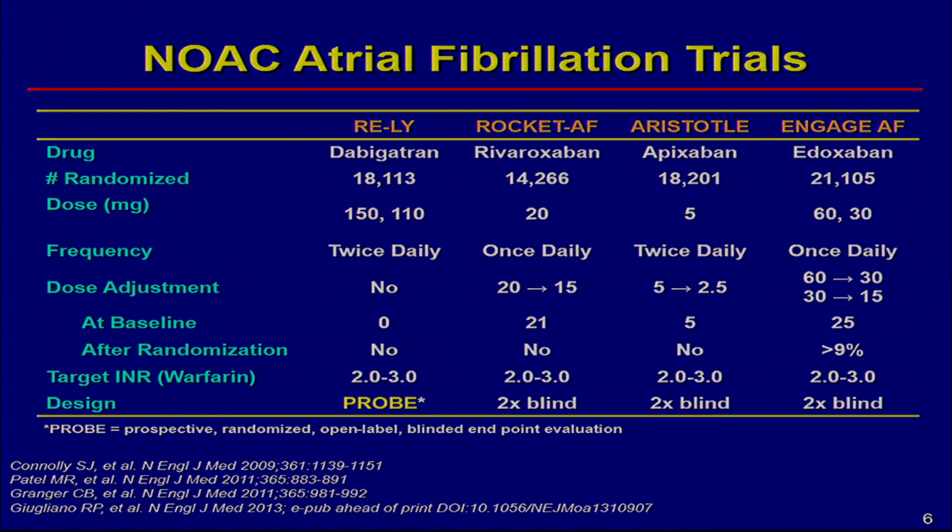And one example is the RELY study, which used a PROBE method for assessing outcomes. So actually in that study, people were open label but the endpoint evaluation was blinded. Whereas all the other studies had a double-blind randomized design. And then when you're doing a study that's in comparison to warfarin, it becomes quite challenging in terms of how do you actually ensure that you maintain the blind as well as make sure that people are appropriately anticoagulated in the warfarin arm.